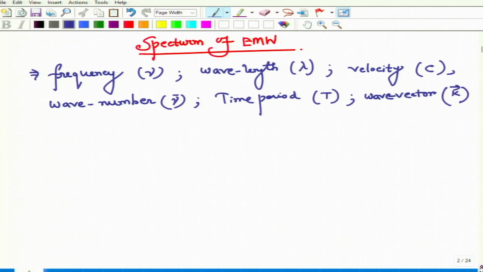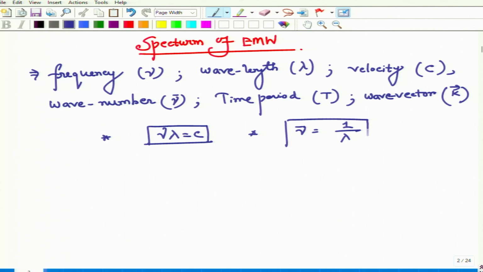So, there are some relations between these parameters, like nu lambda is equal to c. Okay. Also nu bar, the wave number, is essentially 1 by lambda. Again the time period we can define as 1 by nu. So these are the things.